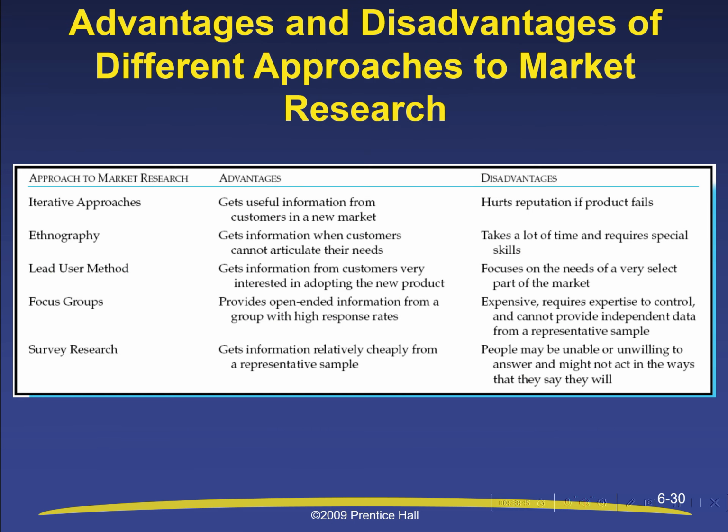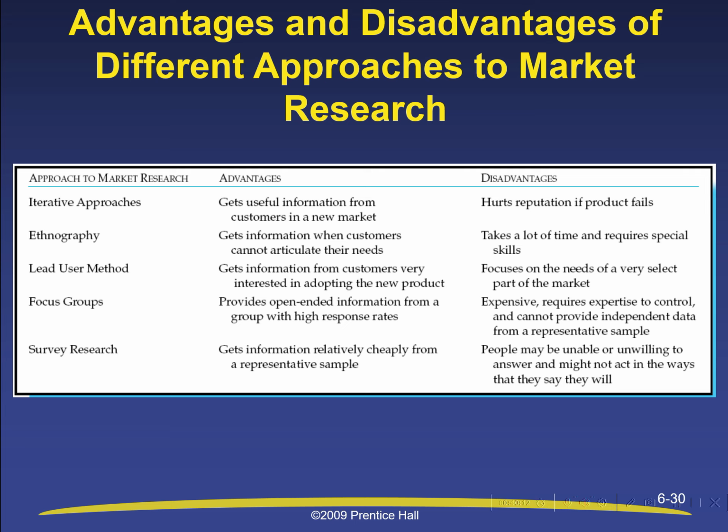Advantages and disadvantages of different approaches to market research. Approach number one is iterative approaches. The advantage of iterative approaches is that they get useful information from customers in a new market. Their disadvantage is that they hurt reputation if the product fails. The second is ethnography. The advantage of ethnography is that it gets information when customers cannot articulate their needs, and its disadvantage is that it takes a lot of time and requires special skill.